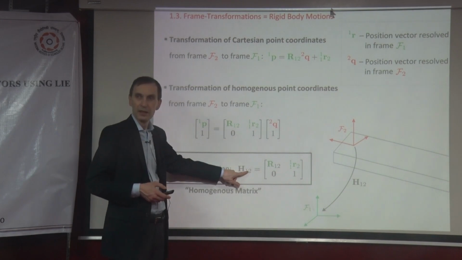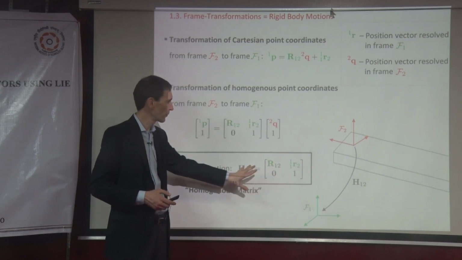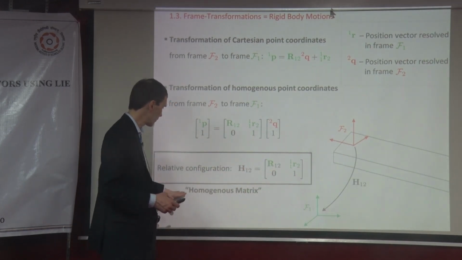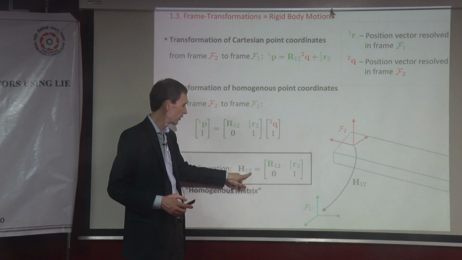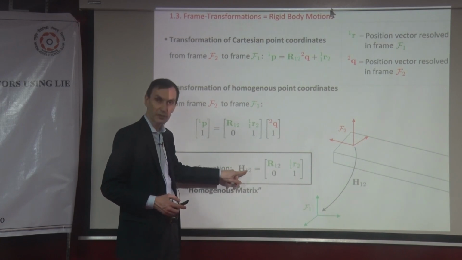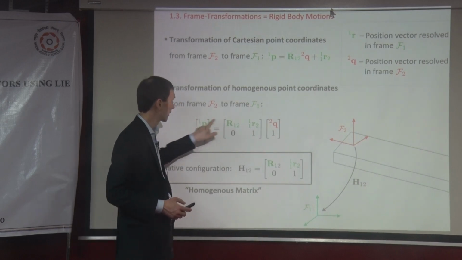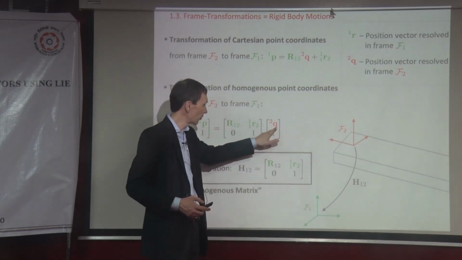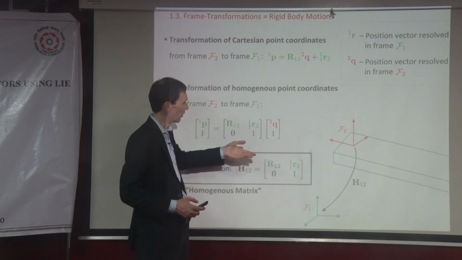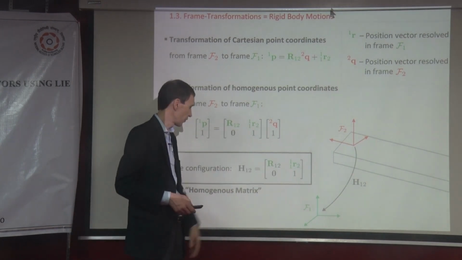So H12 is the homogeneous, 4 by 4 transformation matrix that transforms the coordinates of a point expressed in the 2 frame to the coordinates of the same point measured in the 1 frame. This is important because these are different vectors, not just rotated vectors. They are always the position vector of a point measured from the 2 frame or measured from the 1 frame. So this is the meaning of that homogeneous transformation matrix.